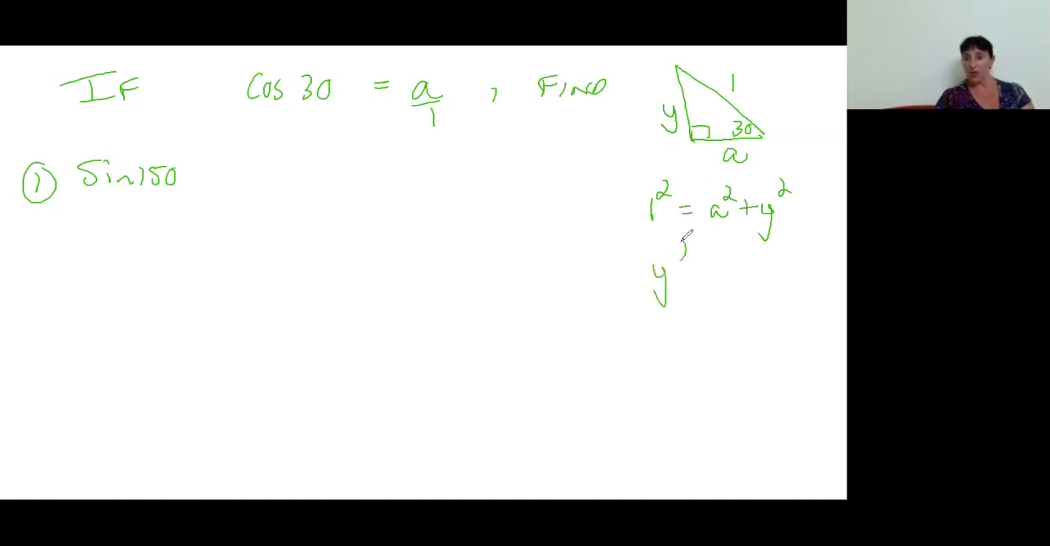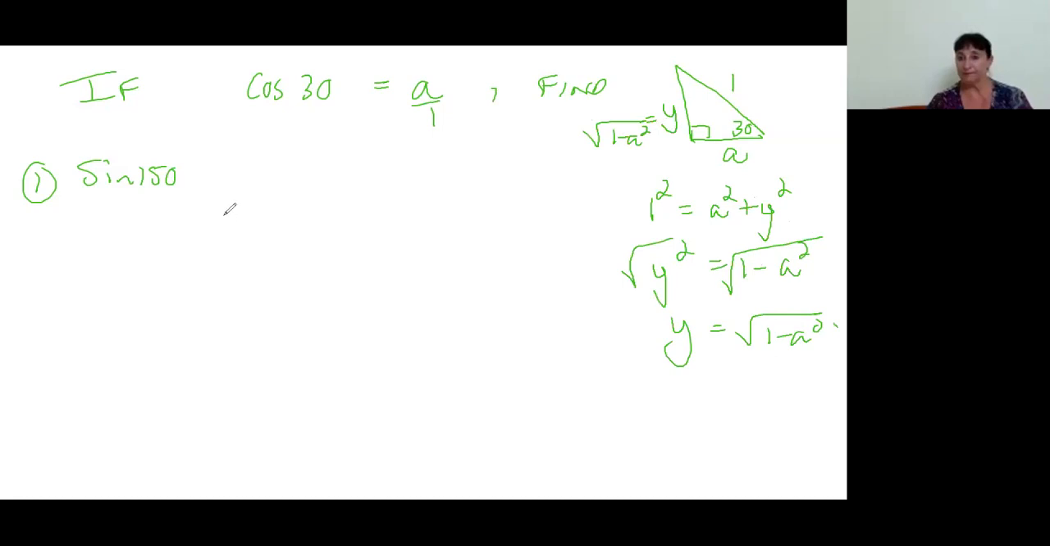So y squared equals, if I leave it there, I throw that over. So 1 minus a squared. 1 squared is 1, right? And then I square root, because I want y. So y is equal to the square root of 1 minus a squared. That is what's there.